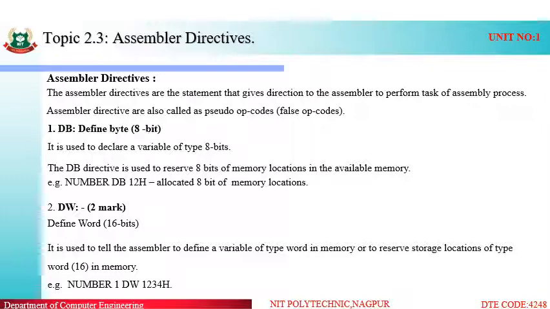Similarly, the second assembler directive is DW. DW stands for define word. Word is of 16 bits. So it is used to declare a variable of 16 bits. It reserves 16 bits of memory in the available memory location. The syntax is the same: variable name, that is number, or any name you can suggest. Then DW stands for define word, that means the number is of 16 bits, so 4 hexadecimal digits will come. 4 hexadecimal digits means 16 binary bits.